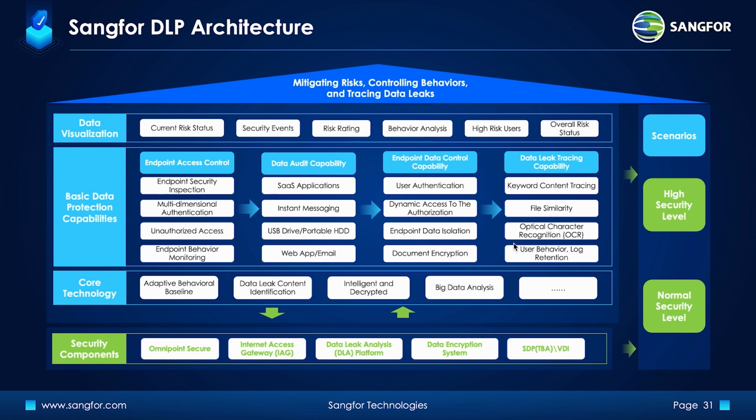For the endpoint data control capabilities, we will help you identify users and dynamically authorize access in your environment, and help you isolate endpoint data. If you want to encrypt a document, a PDF, or other sensitive information, we will help you encrypt and decrypt it, using our data encryption system. And for the data lake tracing capabilities, we have the data lake analysis platform.